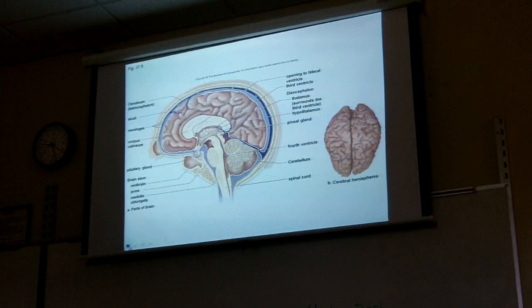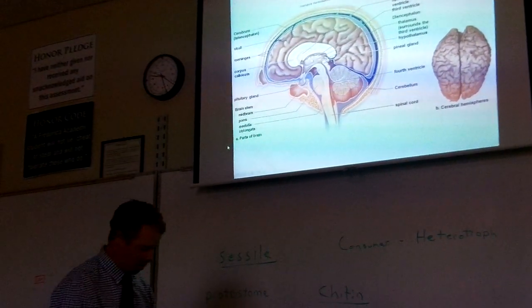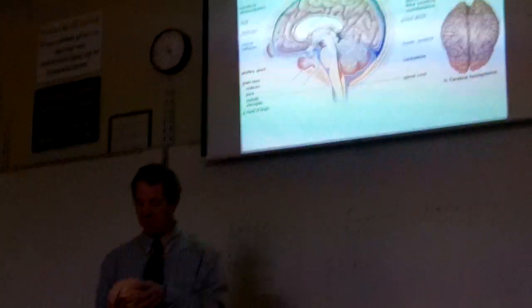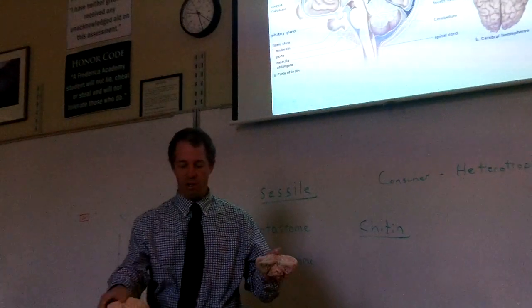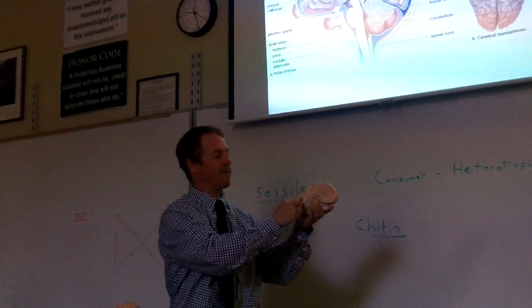So, I talked about the brain yesterday. We're on 37.3. I'm going to do 37.3 and 4 here today. As we talked about yesterday, there's two hemispheres, a left and a right. There's different parts. Review from yesterday. What's this part called? Cerebrum.